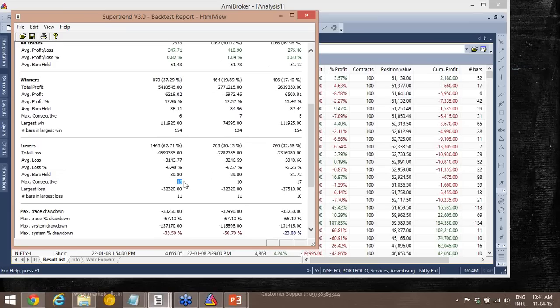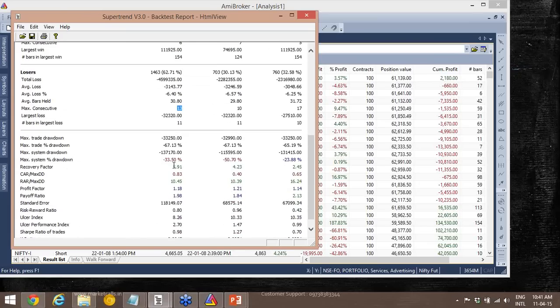It is always possible, and one has to adapt to that. One has to be prepared for such environments psychologically. Another factor is your system drawdown. This says that at some point of time the system delivered a risk of 33.5% of loss from the peak portfolio.